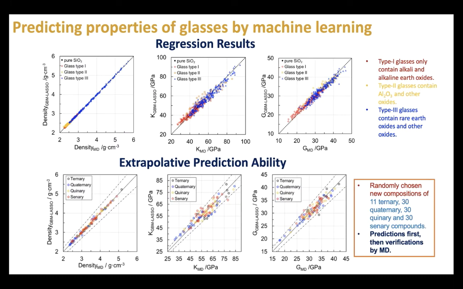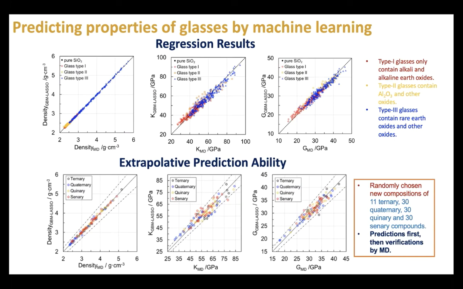So we can see that even though we only trained on binary and ternary compositions, we can accurately predict the density and the elastic modulus in a large composition space with many components, including unknown components. So that is a very good result. We're very excited about this result. We submitted this paper to npj Computational Materials, and we were always asked tough questions.